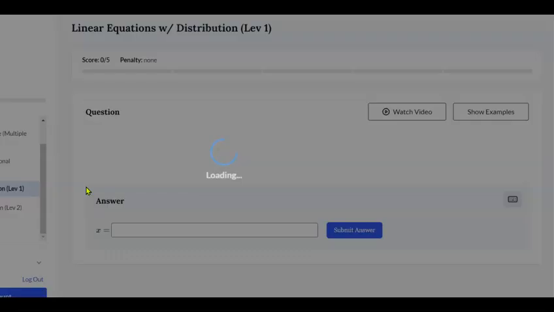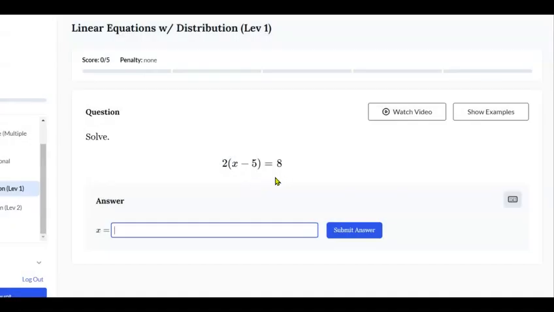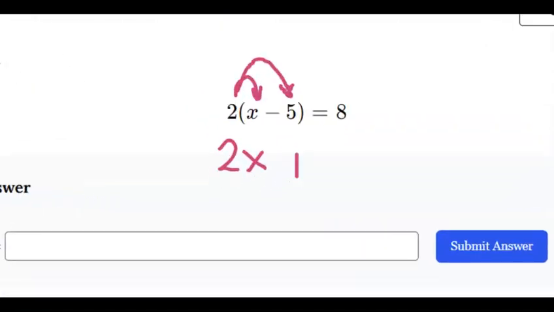All right, let's take a look at the next topic here, which is linear equations with distribution. And when we distribute, we multiply this coefficient outside times everything inside the parentheses, and once we hit the end of the parentheses, we stop multiplying. So we're going to get 2 times x and 2 times minus 5.